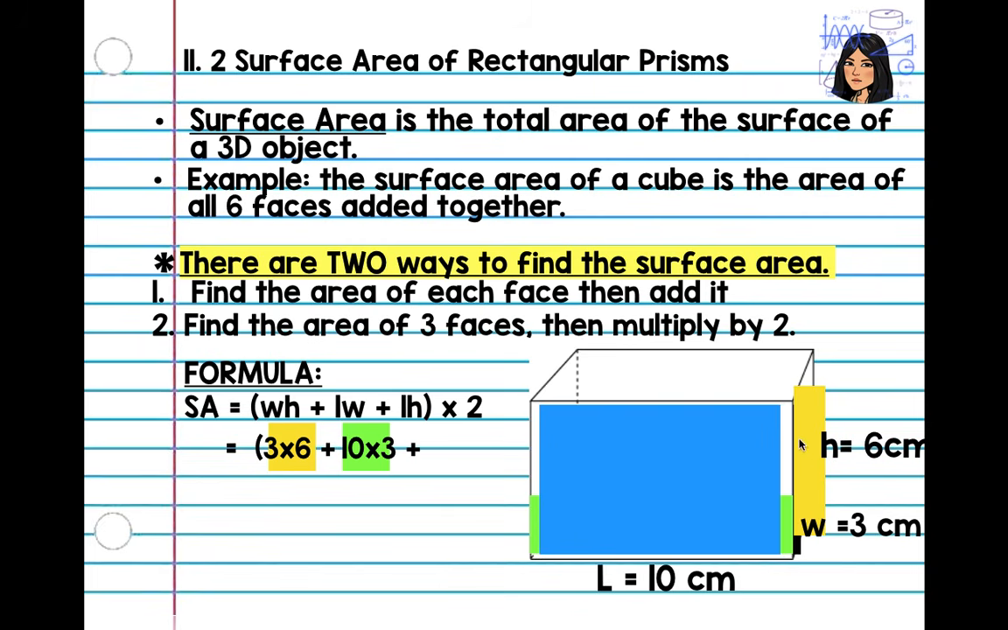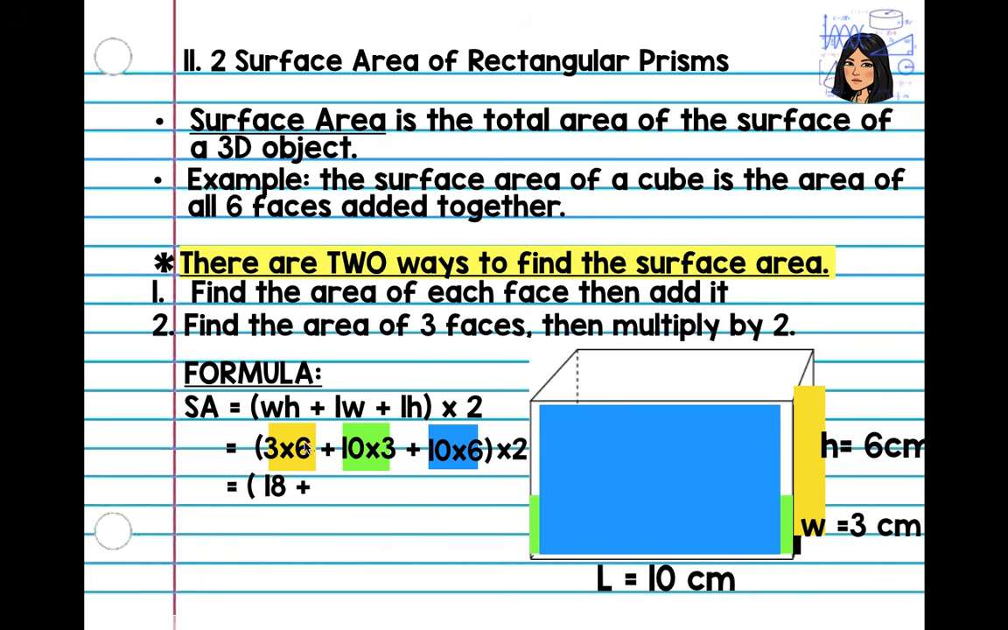Okay, so it's 10 times 6 because the height is 6, or 6 times 10. All right, and last but not least, we're just going to add times 2. Okay, go ahead and pause the video, and I want you to find out what goes inside this parentheses. Okay? All right, so let's begin.